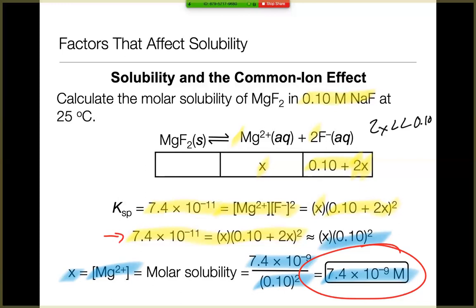It's going to come back out of solution because it's saying you hit your maximum solubility, nothing's going to go forward. It's going to stay as a solid. That's the power of the common ion effect.